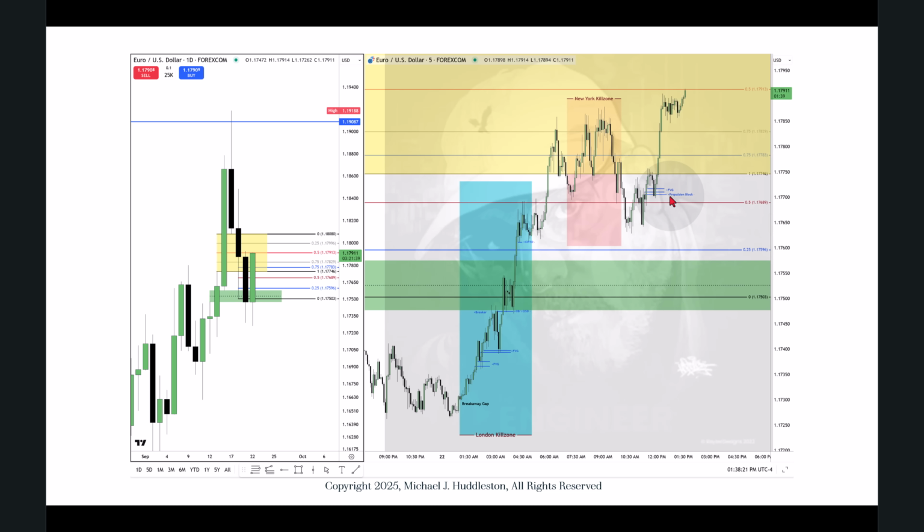I go through the PD arrays, the basic PD arrays. I give you an overview of what they are, a simplistic overview. It's not a complete expose of them, but it'll give you more information about what it is.